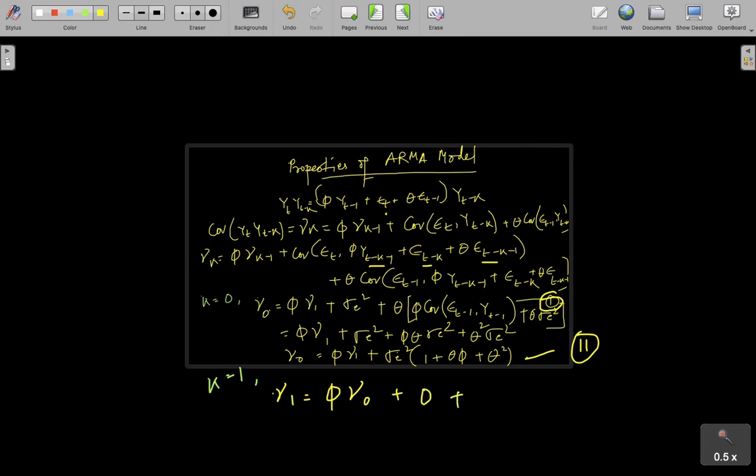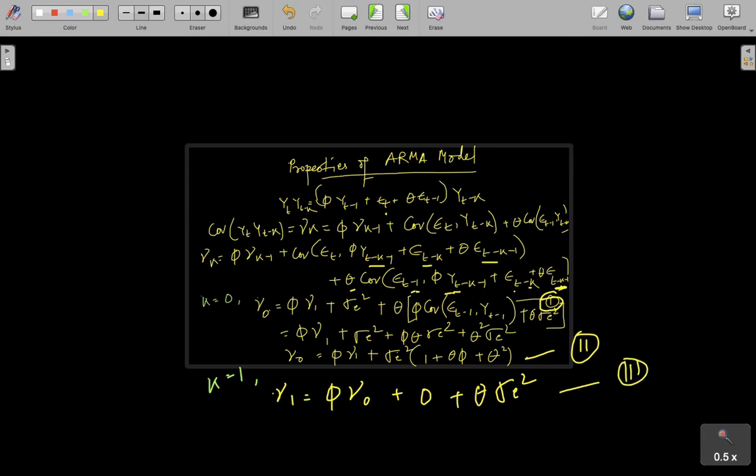Second term, with k equal to 1, means yt minus 2. So et minus 1 and yt minus 2 have nothing. For k equal to 1, et minus 1, I get a sigma square term here and I have a theta here, so I write theta sigma e square. Then the last term, k is equal to 1, et minus 2, et minus 2, so that will have no value. So that's my equation number 3.